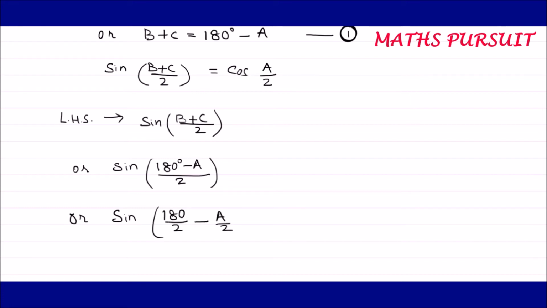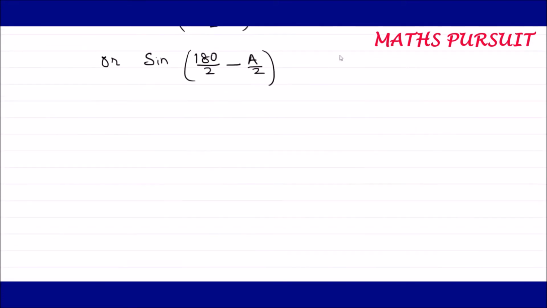I believe we are very clear here what I am doing. I am just segregating these 180 minus A upon 2 into 180 upon 2 minus A by 2. Now I can write sine of 180 upon 2, and 180 upon 2 is nothing but 90, minus A upon 2. I believe till here we are all very clear.